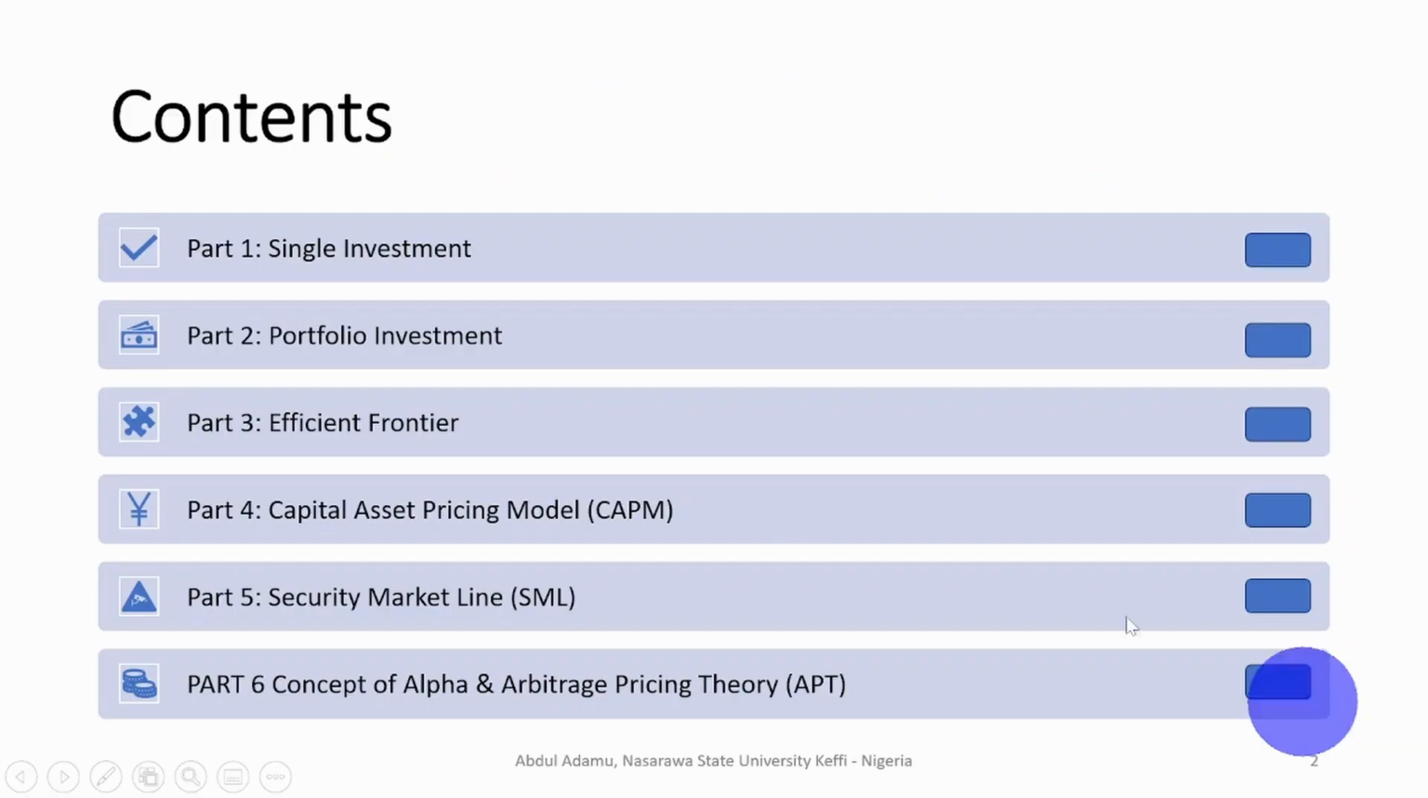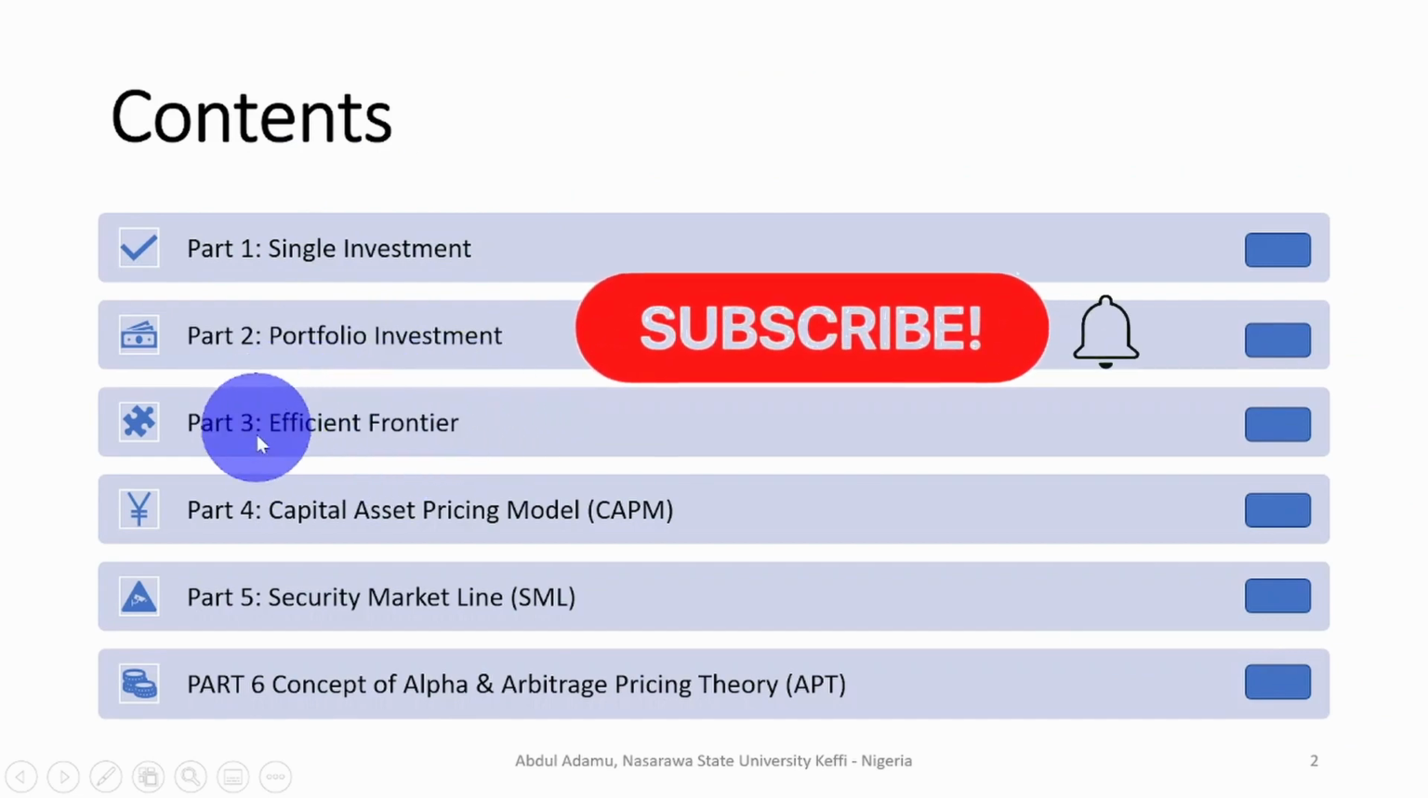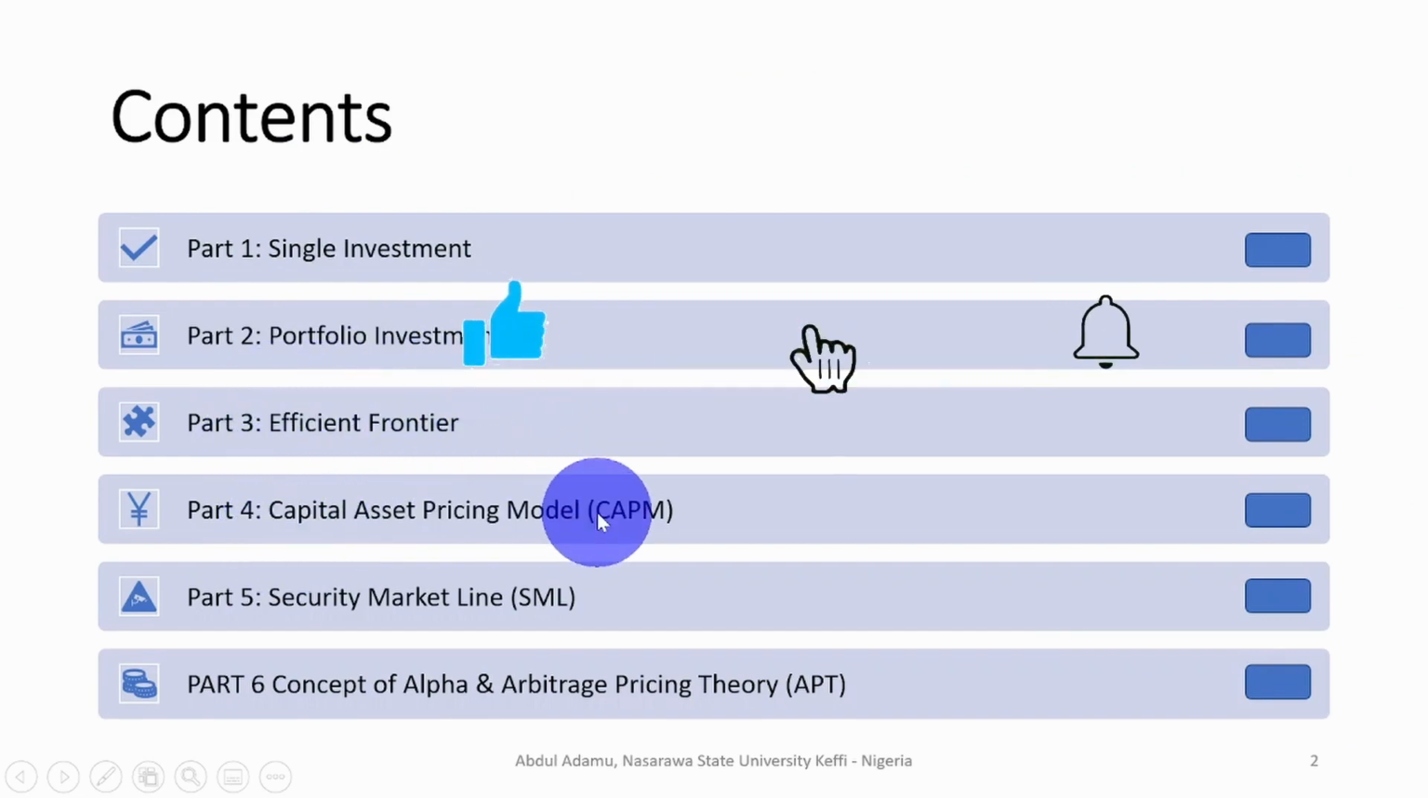And in part 1, we dealt with risk and return of a single investment. Part 2, we did that of portfolio investment. In part 3, we looked at the efficient frontier. In part 4, we looked at the valuation of individual security in a portfolio, that is the capital asset pricing model. In this part, we are going to be looking at the security market line, that is, using different securities to plot a graph, a straight line for the CAPM model.